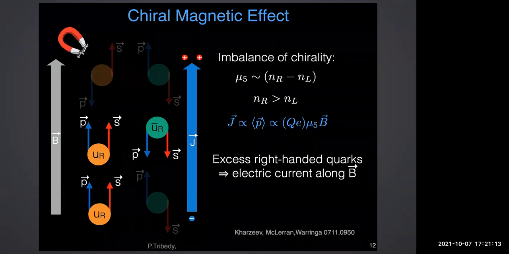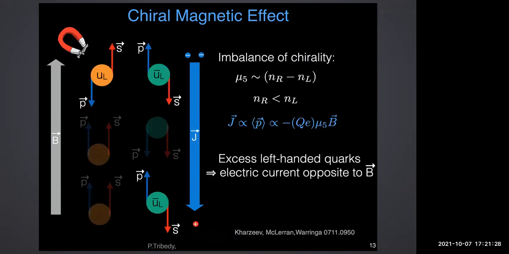It is roughly related to this equation. There's nothing special here: a vector current along the magnetic field. So an excess of right-handed quarks creates an electric current along the field. The opposite would happen when you have more left-handed. Take a look at these diagrams later.